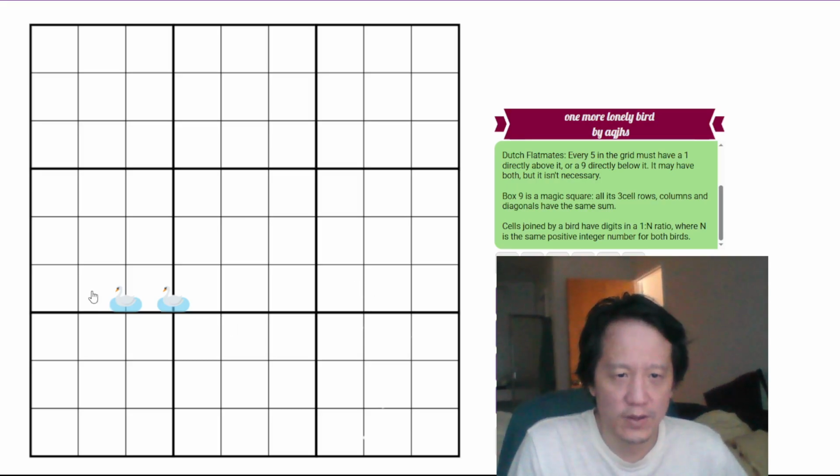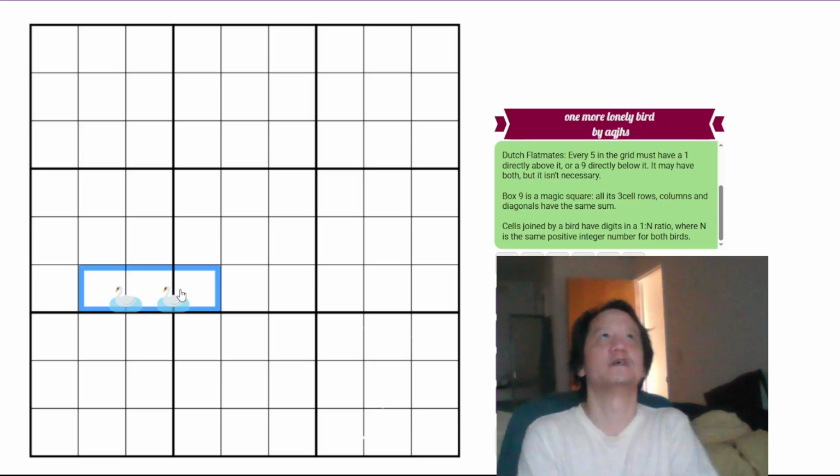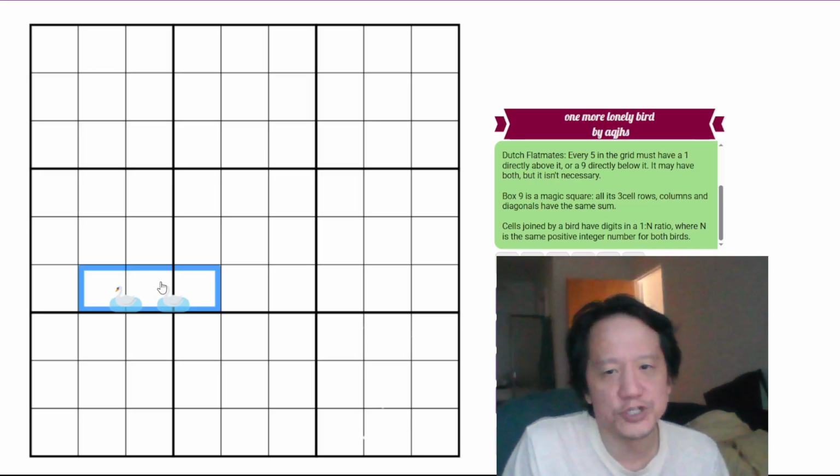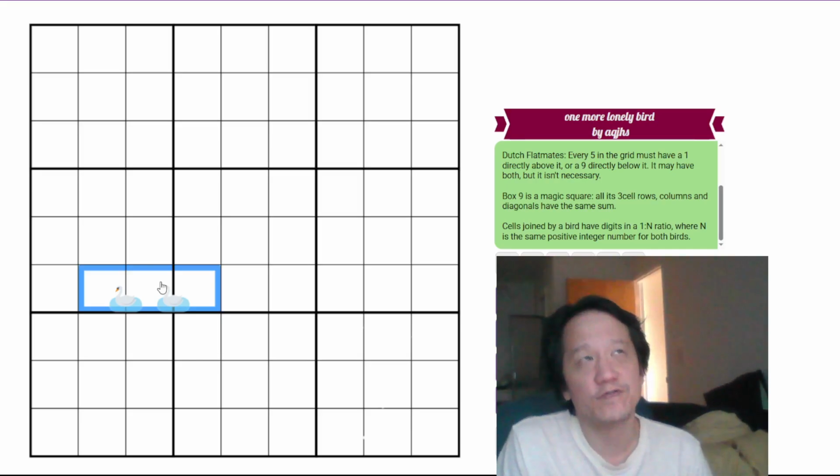Okay. So this combination then, it's either a 1 to 2 ratio or it's a 1 to 4 ratio. Oh, actually, let's do this.